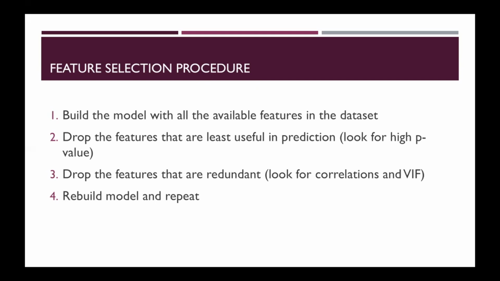This process will go on till we start getting good values for VIF and good values for p-values. And then if we check the scatter plots of the residuals, they should also give us a normal distribution. So these will be some of the indicators that our model has reached an optimum value.